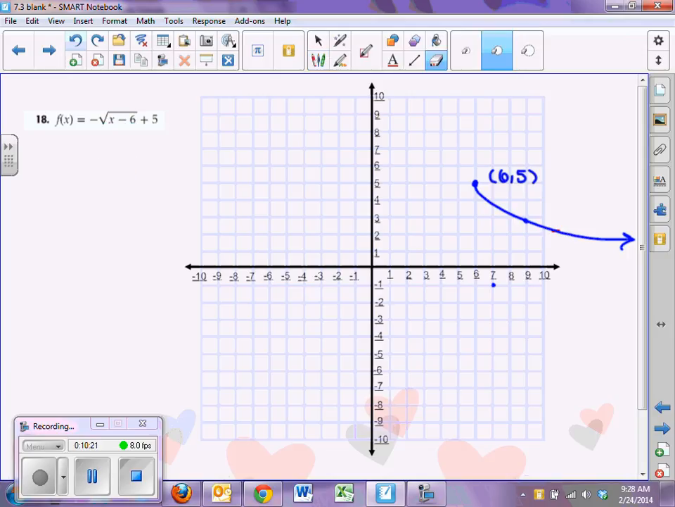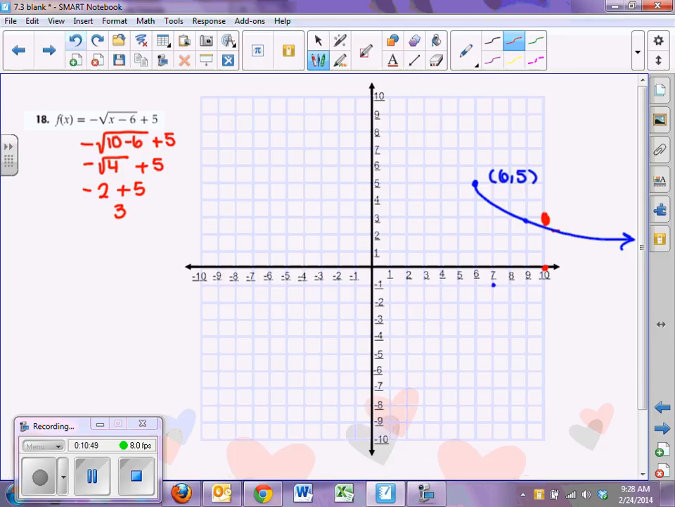So first of all, I'm really excited about that point. Let's plot another point, like 10. Why did I pick 10? Because then it will give me the square root of 10 minus 6, plus 5. That gives me the square root of 4. Oh, that's why I picked 10, because 4 is a perfect square. So then I get negative 2 plus 5, which equals 3. So if I plug in 10, I should get 3.